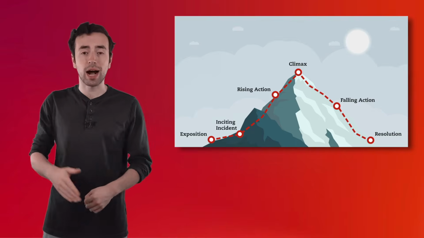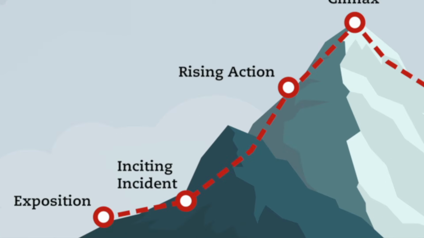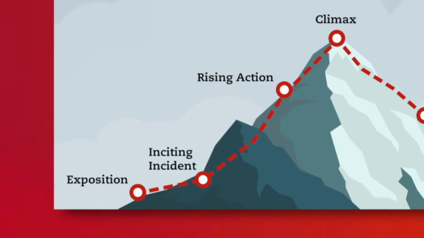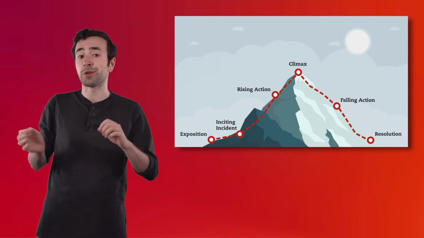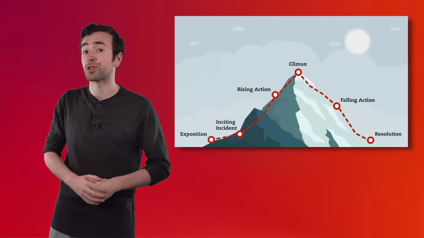Foreshadowing is most commonly found in the exposition or rising action parts of the plot. Sometimes it happens near the end of the story to hint at how the story might resolve. Detecting foreshadowing requires close reading and attention to detail. Let's brainstorm a list of clues we could use to help us find foreshadowing in a story.